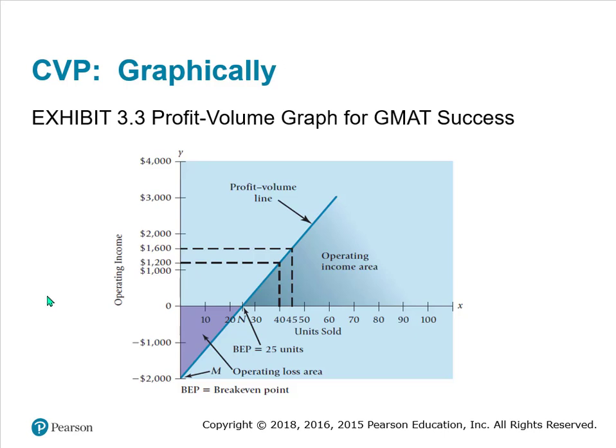So a PV graph shows how changes in the quantity of units sold affect operating income. And this exhibit is the PV graph for GMAT success, where fixed costs are 2,000. Okay, that makes more sense. The selling price is 200 and variable cost is 120. So every time we have another test, we make another $120. I don't know where they get 120 for the GMAT. Of course, the price is coming down now, I think, because people aren't taking it. Okay? And this is all profit. So once you get your fixed costs covered, then all that contribution margin goes to the bottom line. Okay.